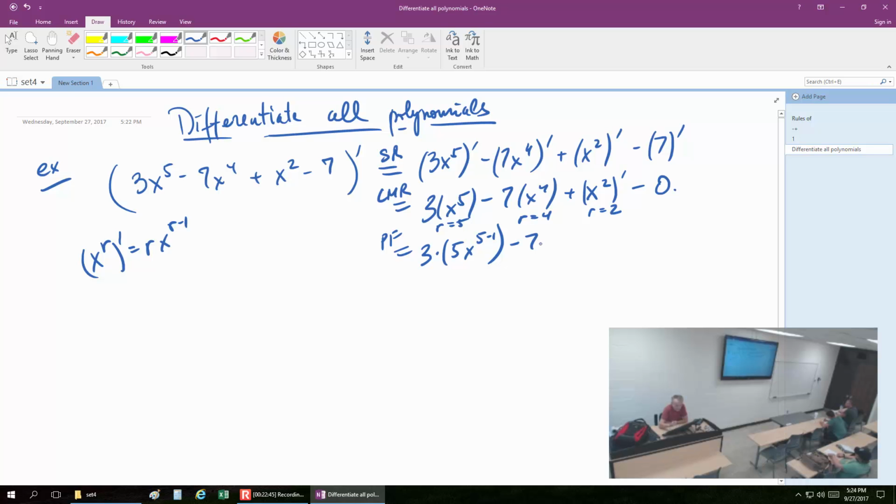Minus 7. r is equal to 4, so it will be 4 times x to the 4 minus 1. And then the last one is simply, that one is familiar, but let's do it anyway. So it will be 2x to the 2 minus 1. Well, you just simplify, and you have 15x to the 4th minus 28x to the 3rd plus 2x, which is the answer.